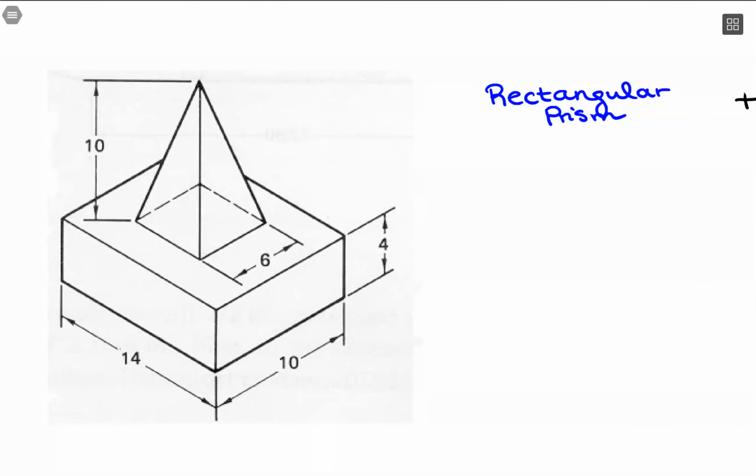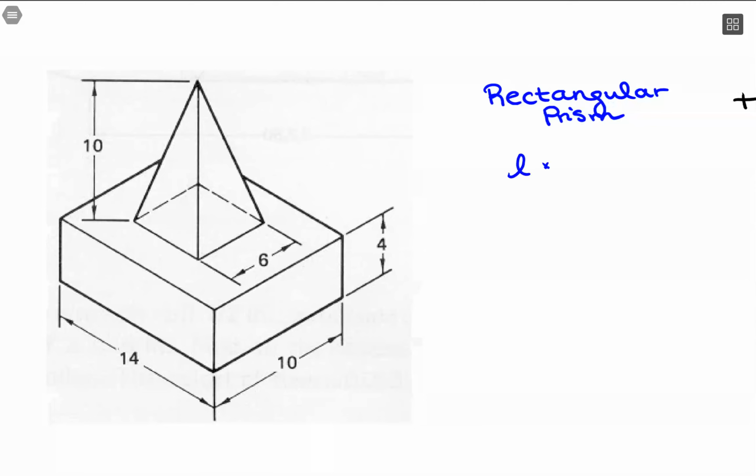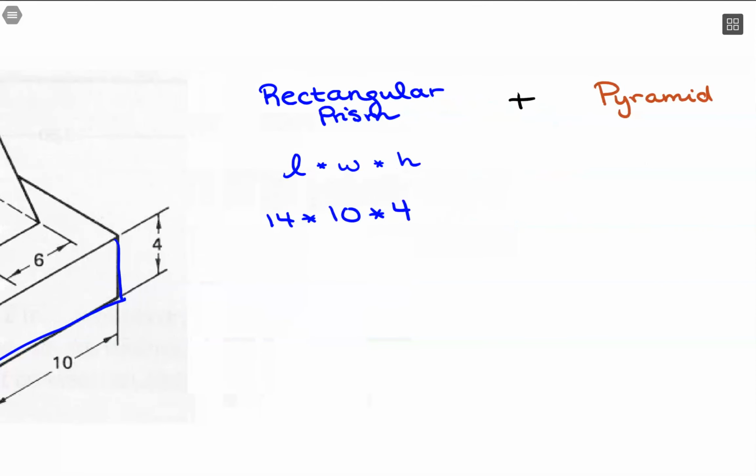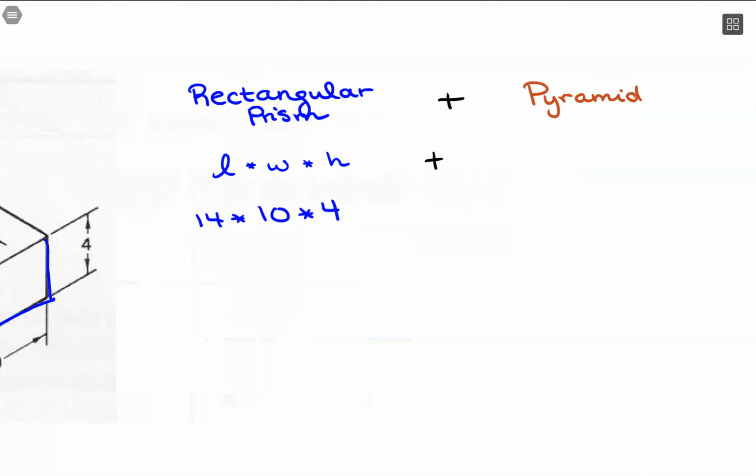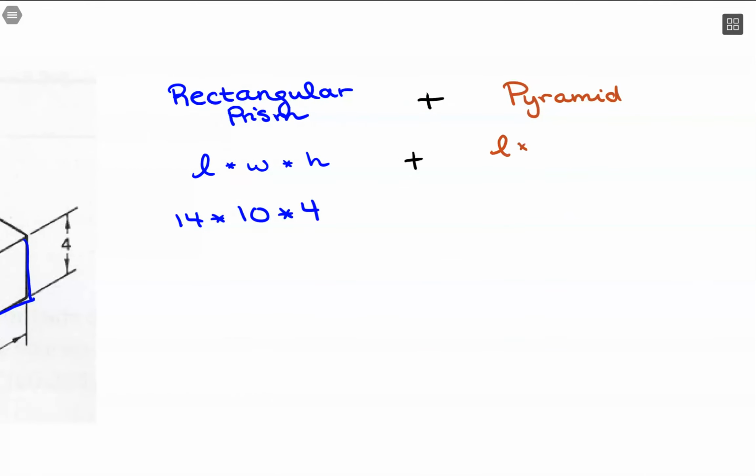So rectangular prism, what we need is length times width times height. So looking at our rectangle here, we have 14 by 10 by 4. So we're going to multiply those values together. And that would give us our rectangular prism. And then what we'll do is for the pyramid, we just go plus, it's the same formula, the length times width times height, except we're taking a third of it.